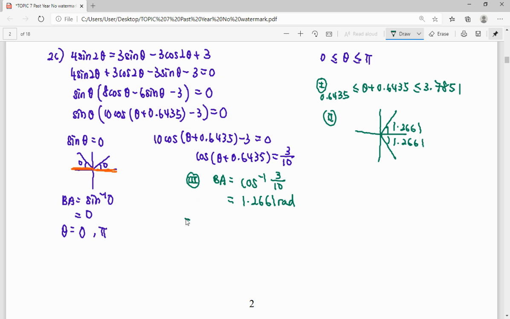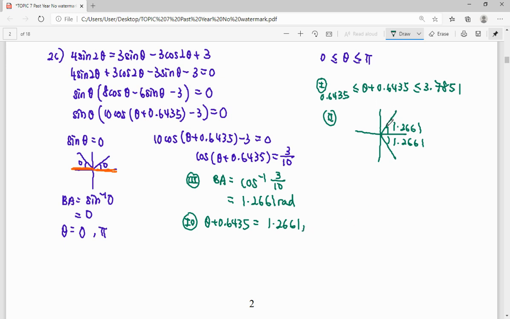Then step 4, we try to rotate our answer. So theta plus 0.6435 in quadrant 1 will start from 0.6435. In quadrant 1, it is 1.266, which is inside our range, because we start from 0.6 and we reach 1.2. So this is in our solution range. In the first quadrant, the angle taken is 1.2661, the same as the basic angle.